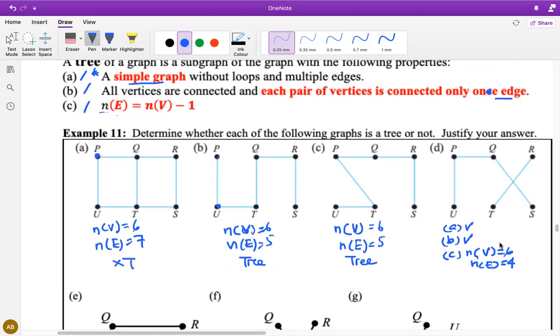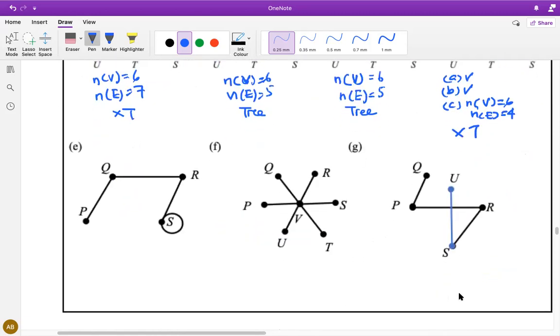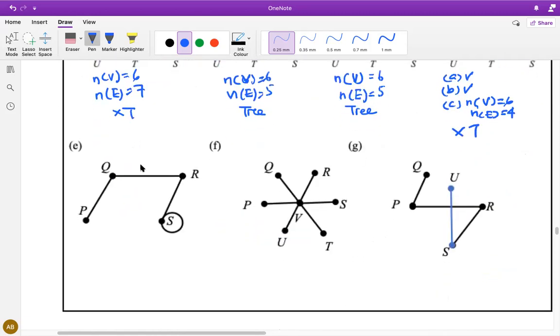Okay, so this is the textbook example. All right, so you can go through the textbook there. And this one is not a tree. Why not a tree? Because the number of edges is not one less than the vertices, and vertices T and R are not connected to other vertices, or isolated. Okay, so next one, E.